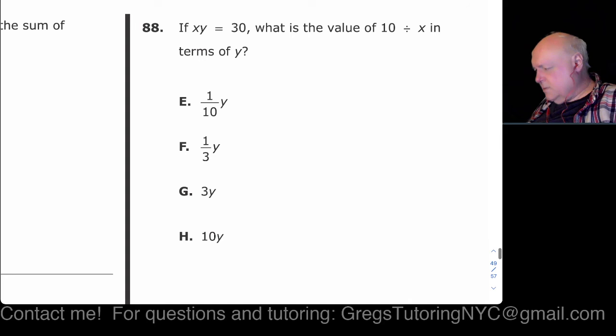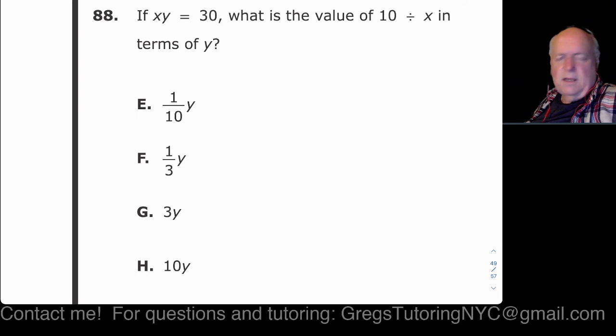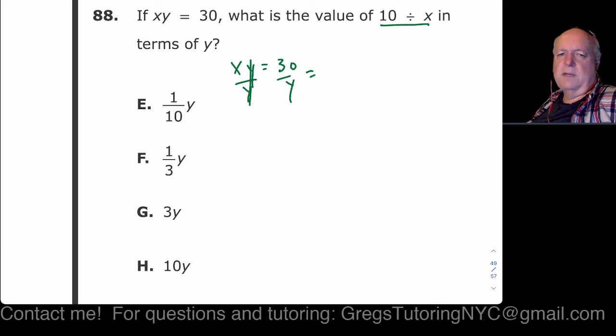This one gets a little bit deceptive. It's asking, if xy equals 30, what is the value of 10 divided by x in terms of y? It seems to me we need to figure out what x is. We can figure out x by just dividing both sides here by y. That cancels. So we get x is equal to 30 divided by y. But the question is asking, what is 10 divided by x?